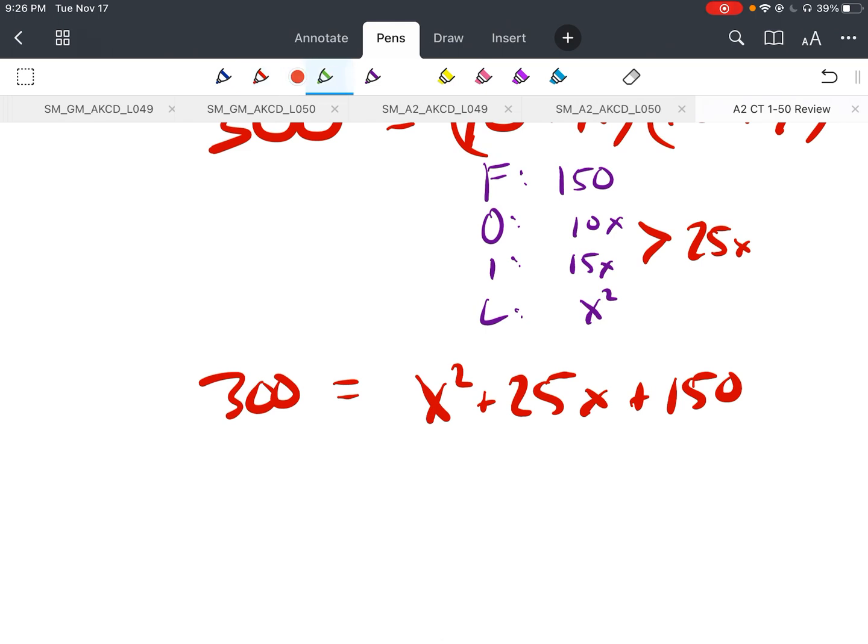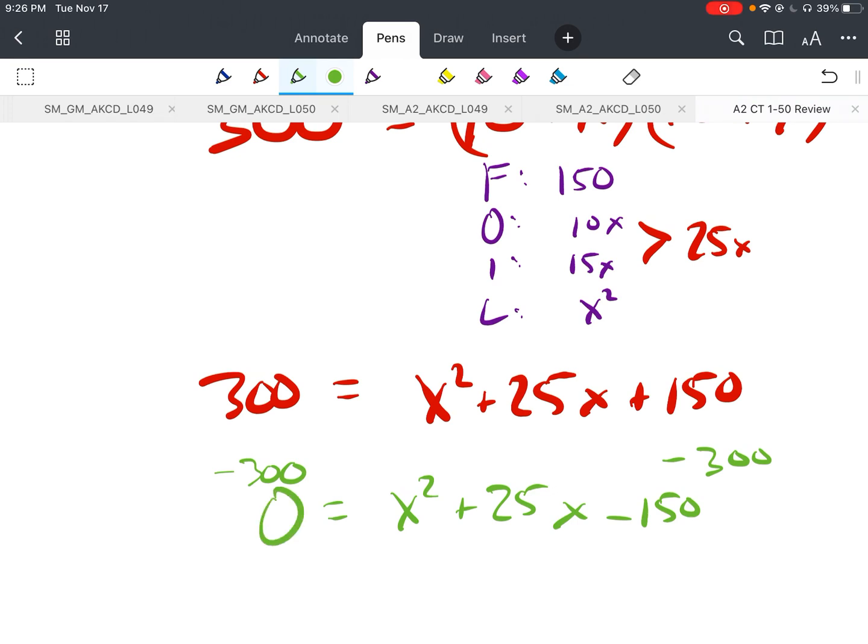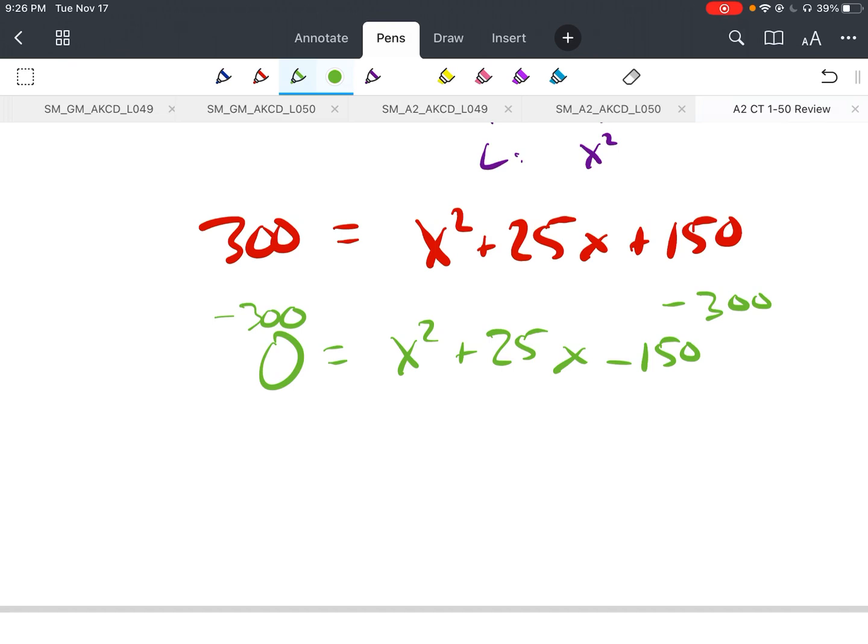Okay, now we'll just subtract 300. We always want to use that power of 0. And this would be x squared plus 25x. This would be minus 150 now. All right, so we're good there. And this all equals 0. So now how do you factor this rascal? Seems like it should be factorable. And I think it is. We'll see, things that make 150, but they have to have a difference of 25.